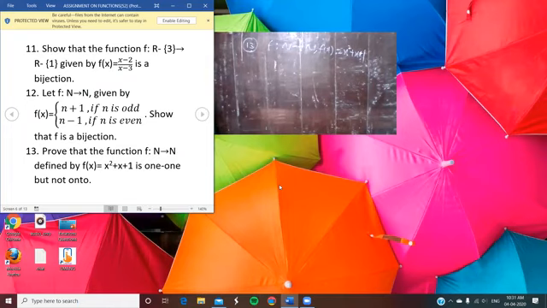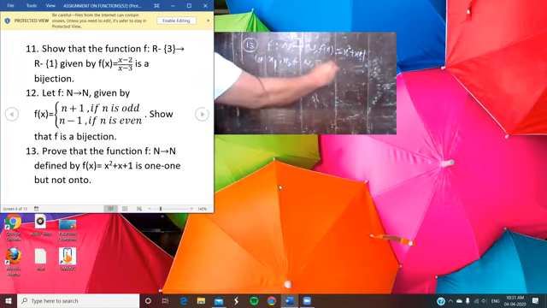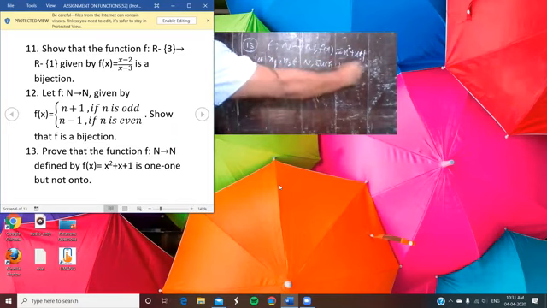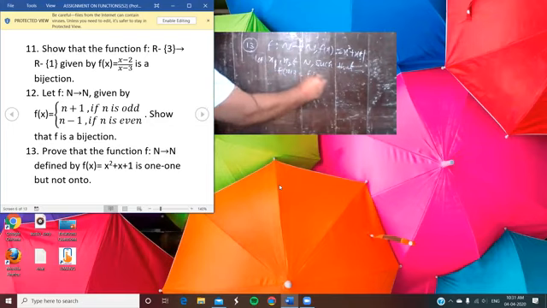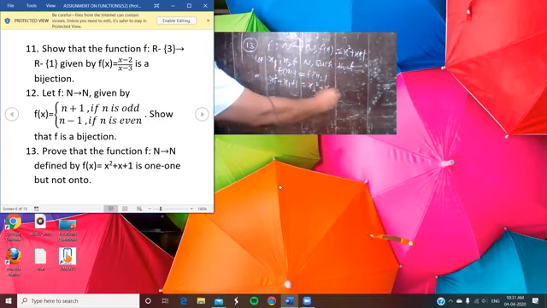So how do you prove it? You have to take distinct elements. Let x1, x2 belong to N such that f(x1) is equal to f(x2). So x1 square plus x1 plus 1 is equal to x2 square plus x2 plus 1. So here you see that 1 and 1 cancel out.